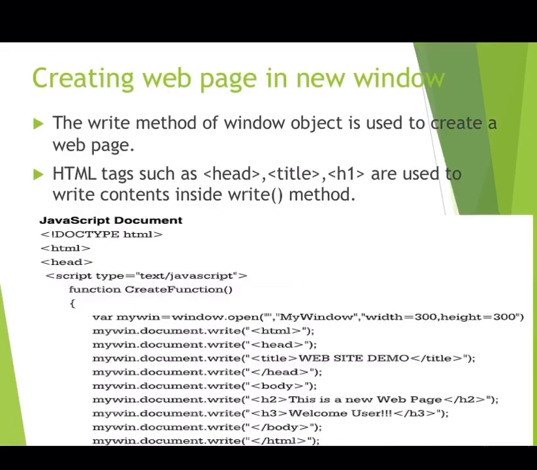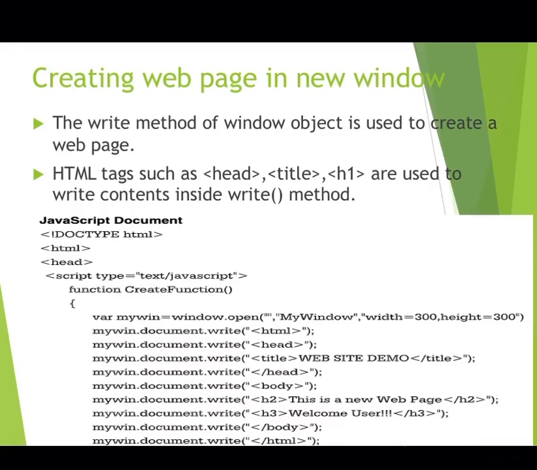Okay, so now let's see how we are going to do it in the code. Okay, let's see the code. So doctype, HTML tag, then open the script tag, then write a function over here in order to open a new window and write the contents in the new window.